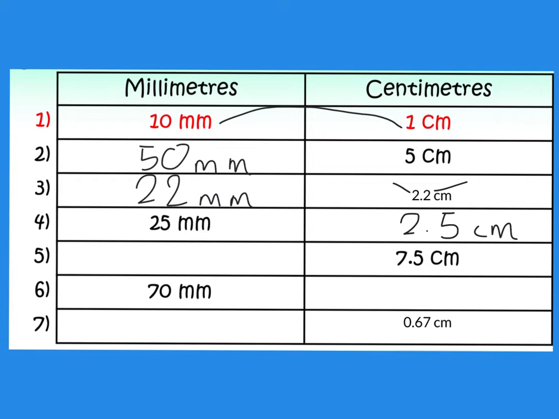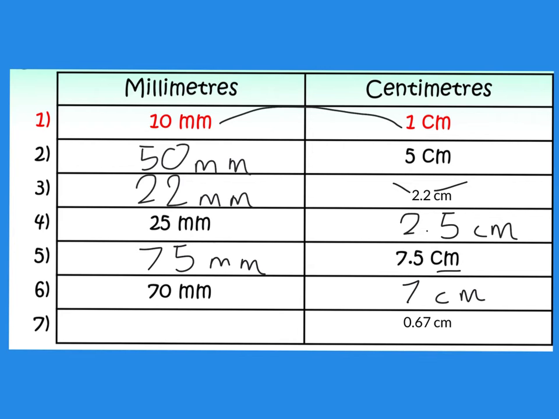7.5 over here. An easy strategy is just to remove the decimal point, and instead of having it in centimeters, then your answer is in millimeters. So it's just 75. Okay, 70 millimeters is 7 centimeters. Okay, 0.67 centimeters. So it is.